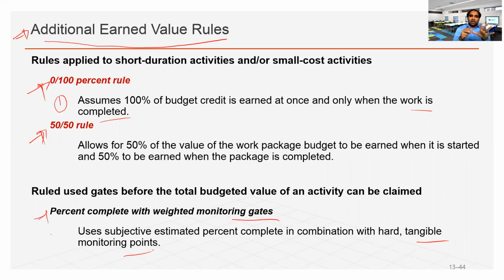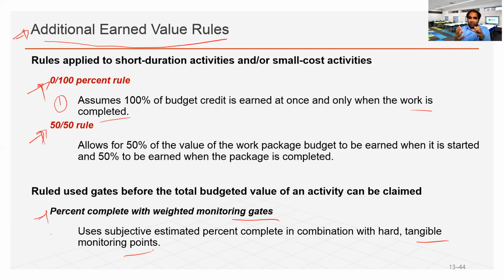Again, this has to be a realistic number. So you cannot claim for a work package, you cannot just put an arbitrary number just to make it look better. You cannot claim that 75% is completed, whereas only 20% of the work is achieved and 80% is still remaining.